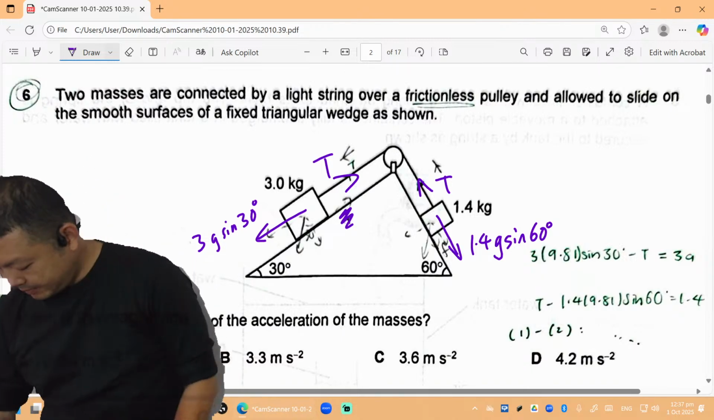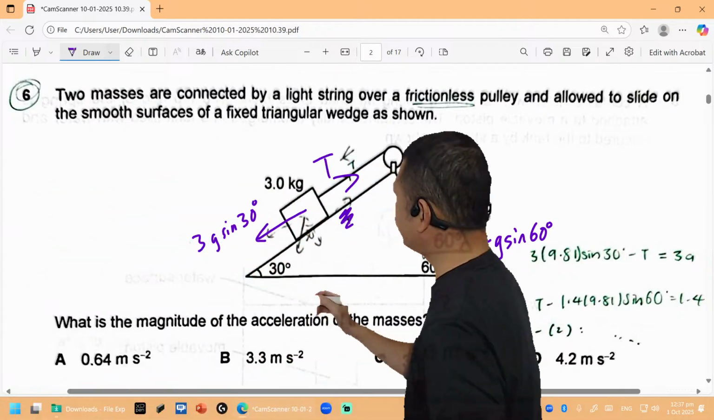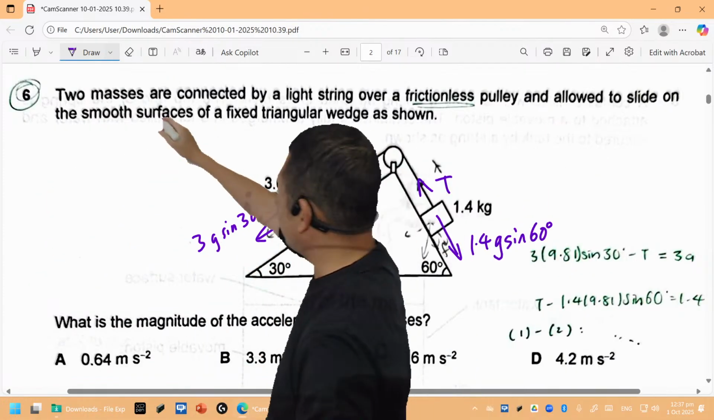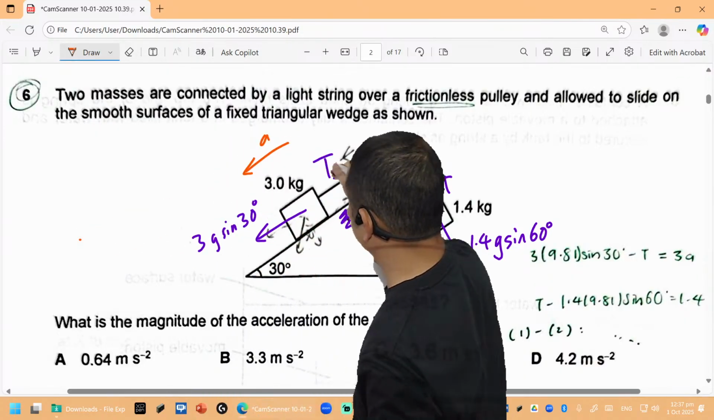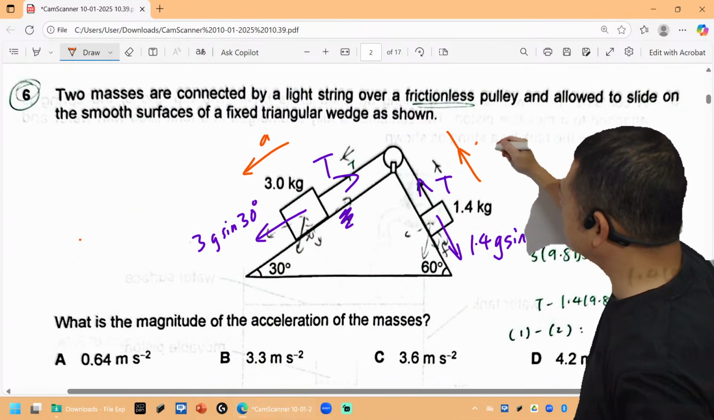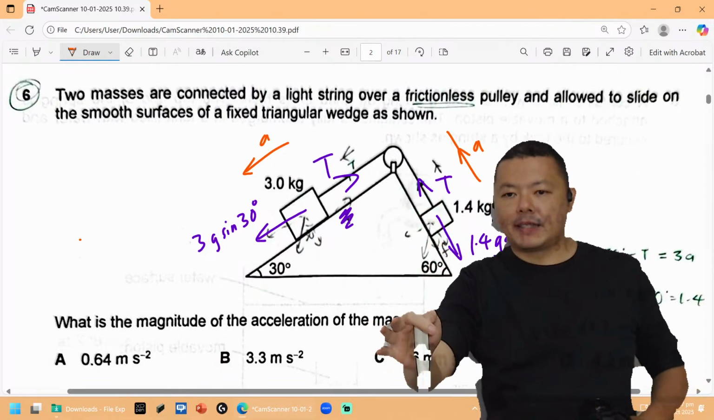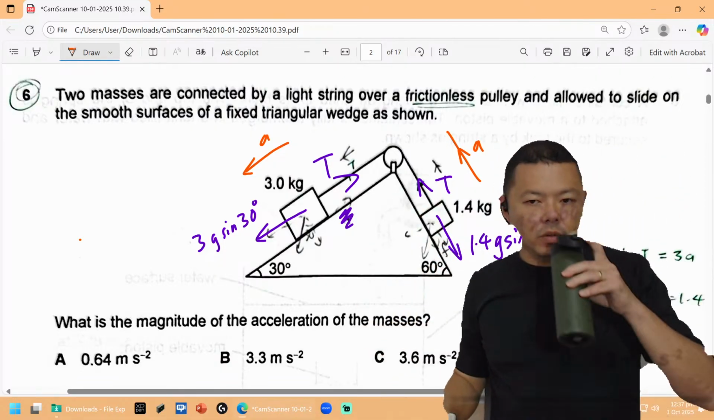See what? Okay, that one's stronger, right? What this means is that both your objects will accelerate this way, right? And it will accelerate this way. And they will have the exact same acceleration, correct or not? Why?